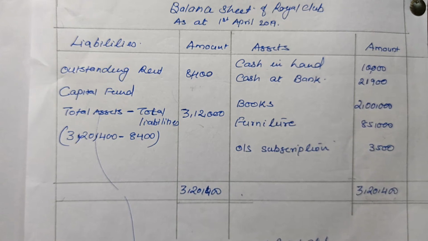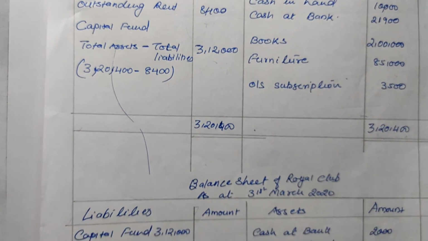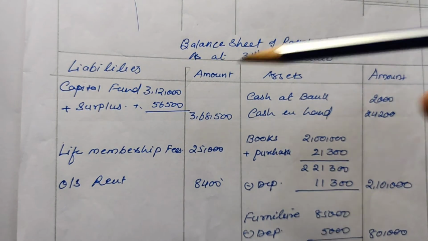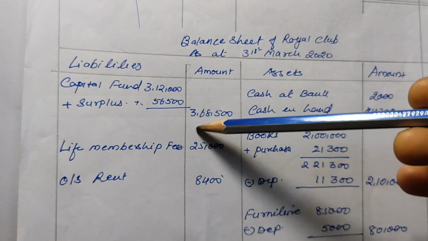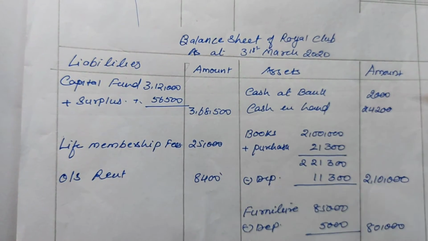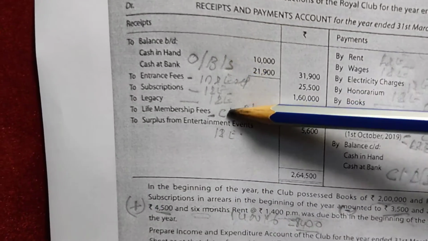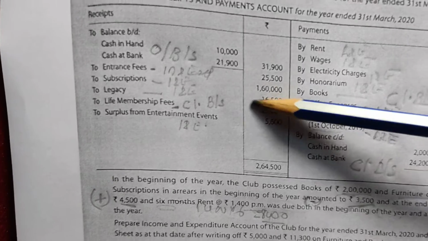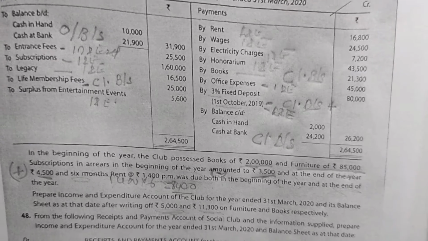In the closing balance sheet, the liabilities side will start. First we will write the capital fund and then we will add the surplus to that. So what is our capital fund? 3,12,000 plus 56,500, total 3,68,500. Next is life membership fee. We have to record the life membership fee in the closing balance sheet, so this life membership fee of 25,000 will be recorded on the liability side of the closing balance sheet.